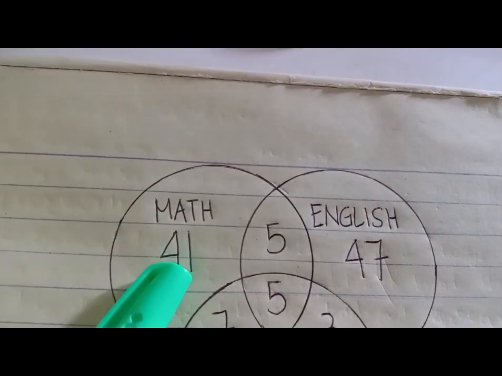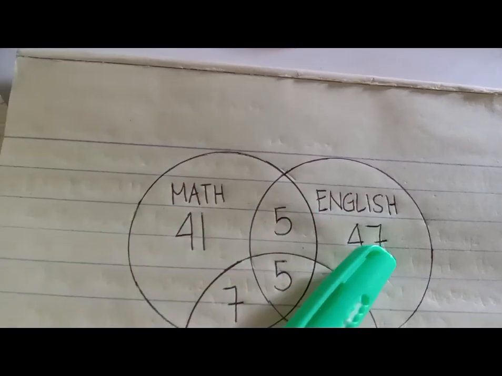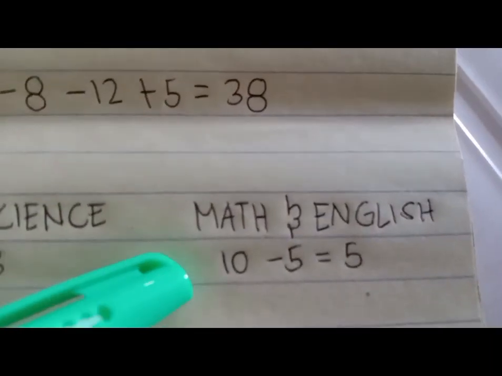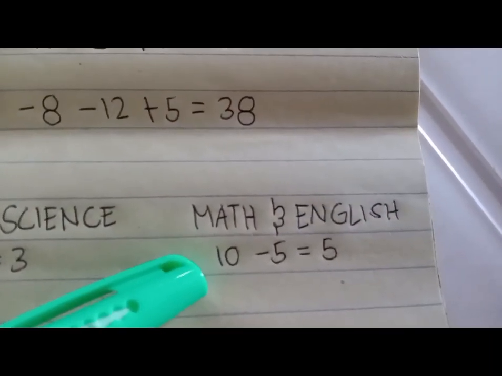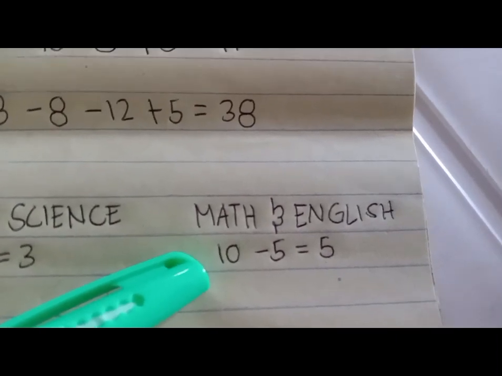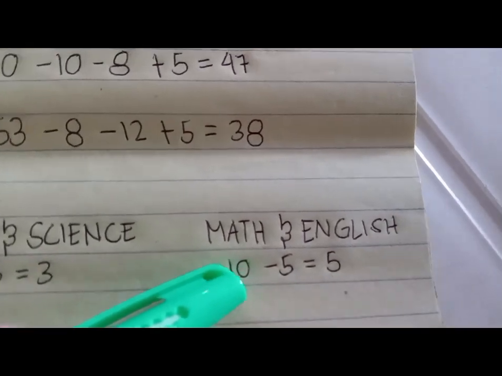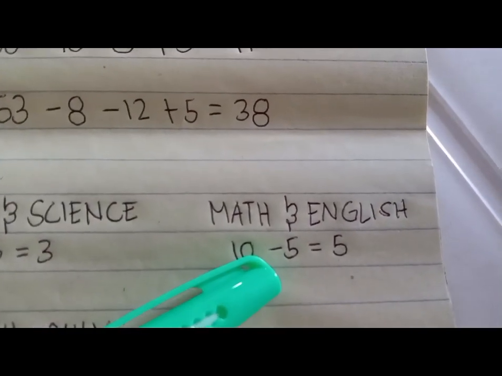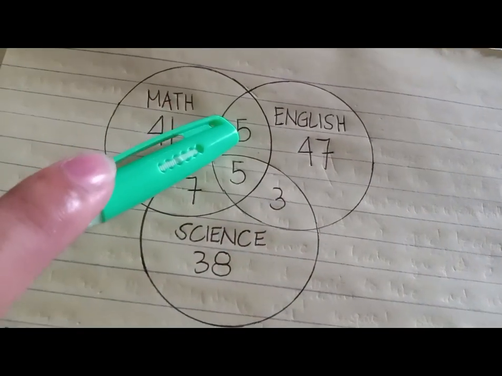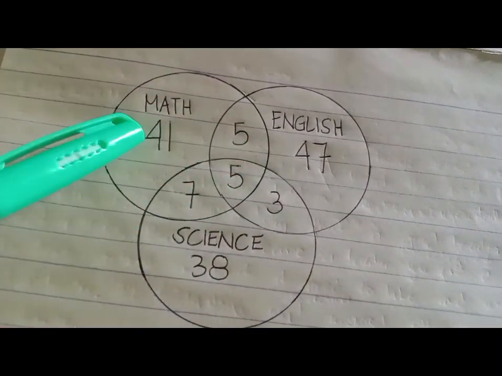So why we have 5 between math and English? So here is the solution. So math and English, we have 10 students signed up for both math and English, subtracted by 5 for the students enrolled in all 3 subjects is equal to 5. So that's why we have 5 between math and English.